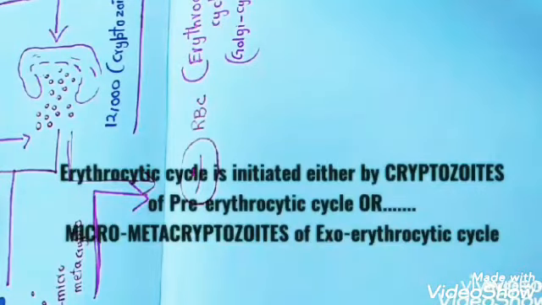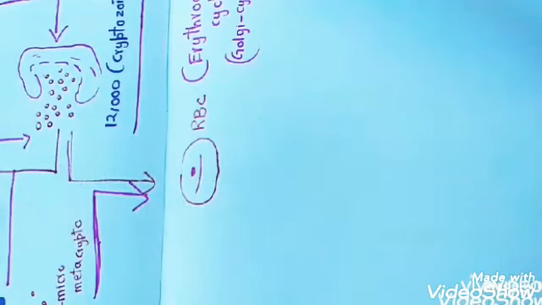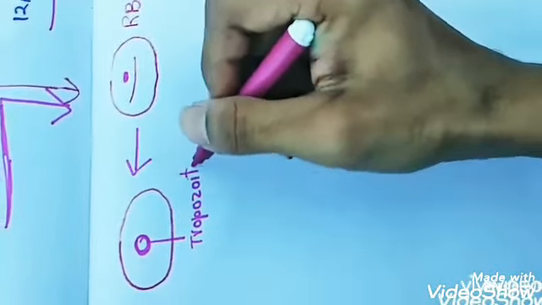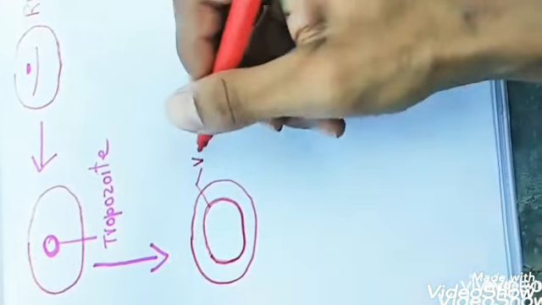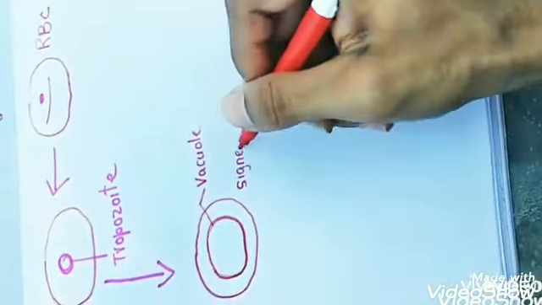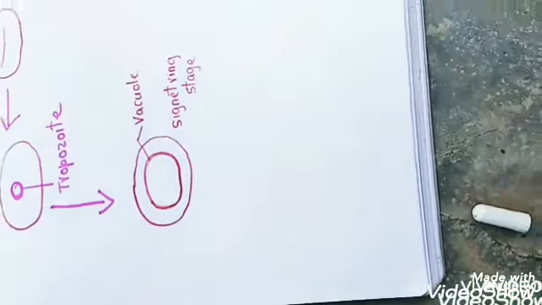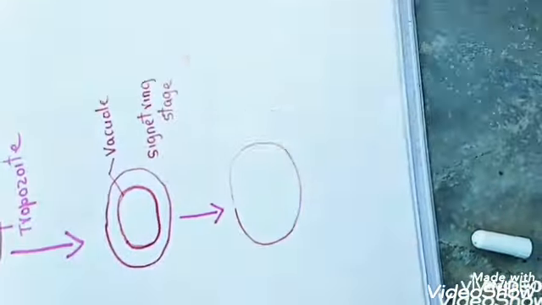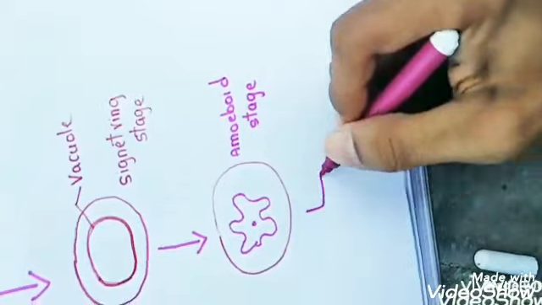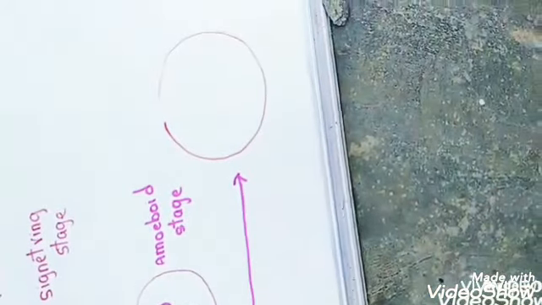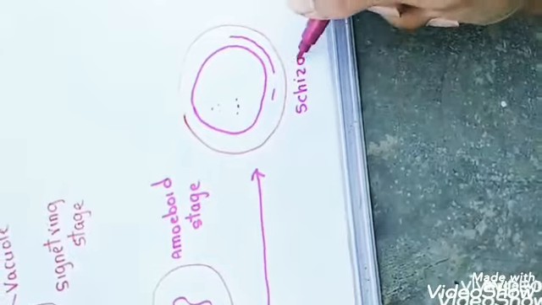Now remember one point. This cycle is initiated either by the cryptozoites of the pre-erythrocytic cycle or the micrometacryptozoites of the exoerythrocytic cycle. When they enter RBC, they transform into trophozoites similarly, but these trophozoites soon develop a vacuole, pushing the cytoplasm to the periphery. This stage is referred to as the signet ring stage because it looks like a ring. Then they lose the vacuole and develop pseudopodia, and this stage is called the amoeboid stage. With the help of pseudopodia, they feed on the RBC and develop into a large schizont.